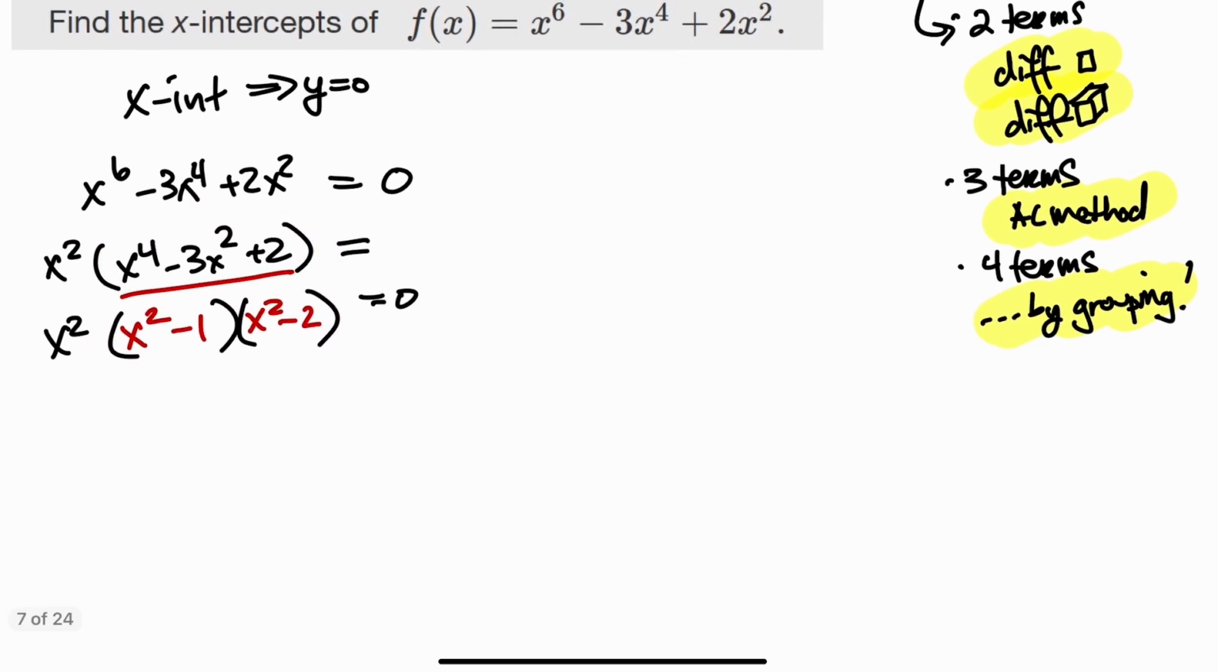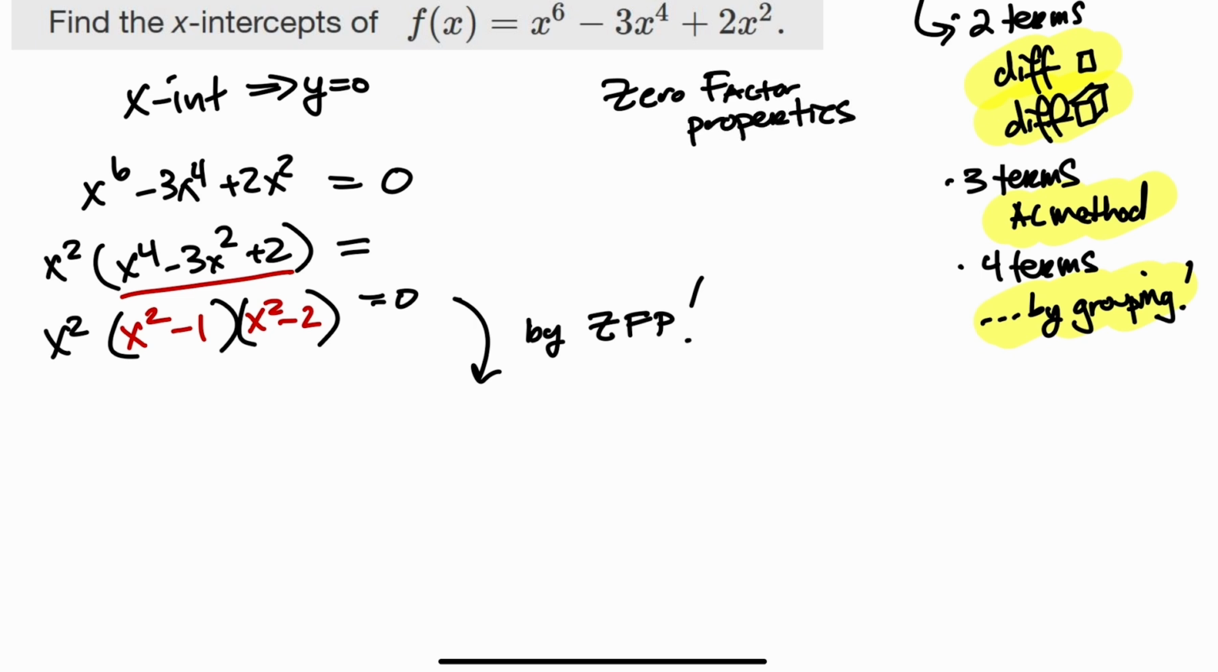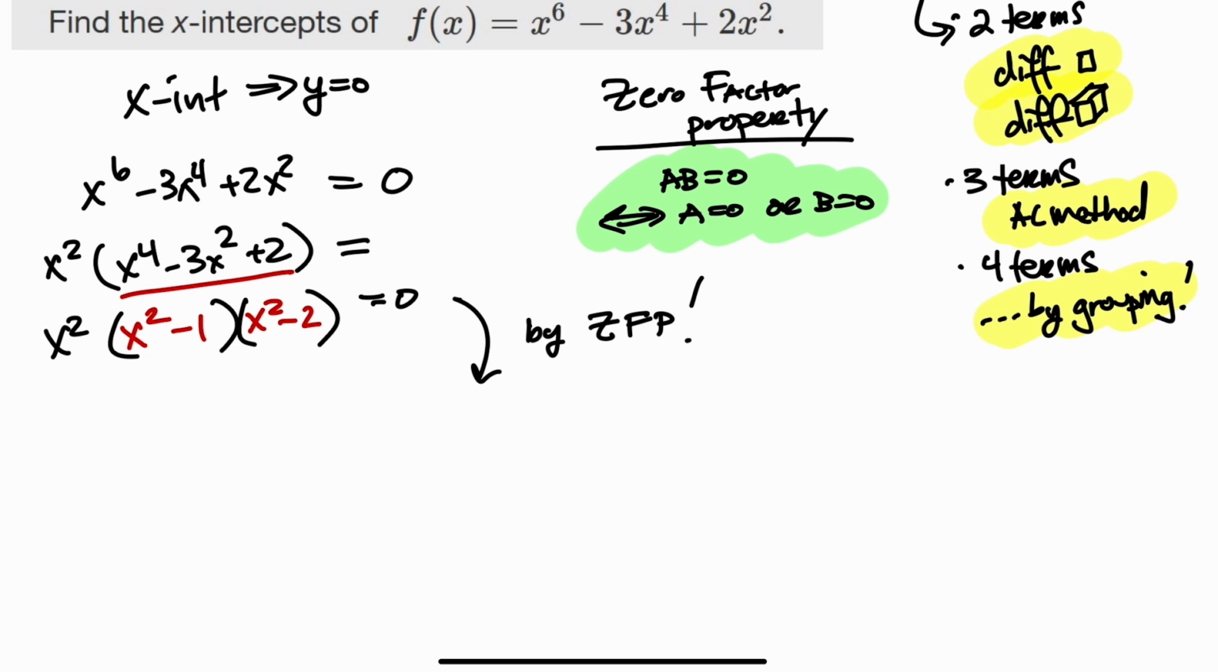So now, why are we happy? Well, now we are going to use the zero factor property. The zero factor property, probably one of the most important ideas in all of high school mathematics, says that if a times b equals 0, then you know that either a is equal to 0 or b is equal to 0. And it goes both ways. So anytime you have 2 things that multiply together to get 0, one of them must have been 0.